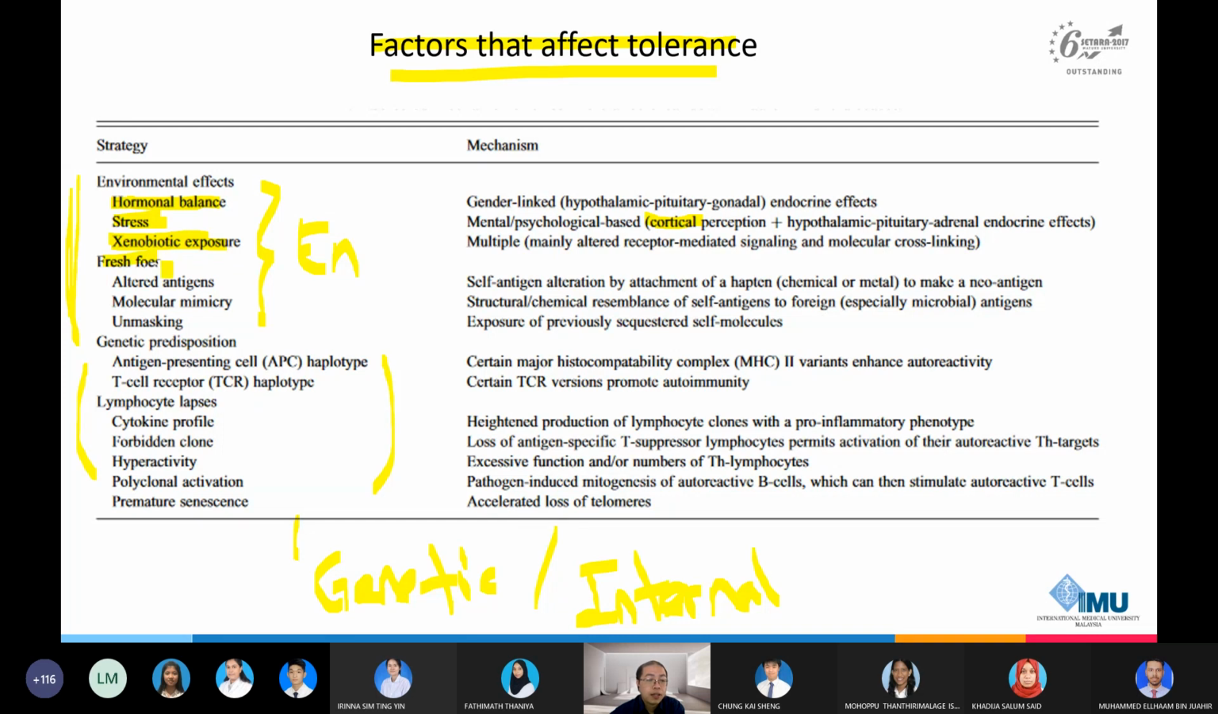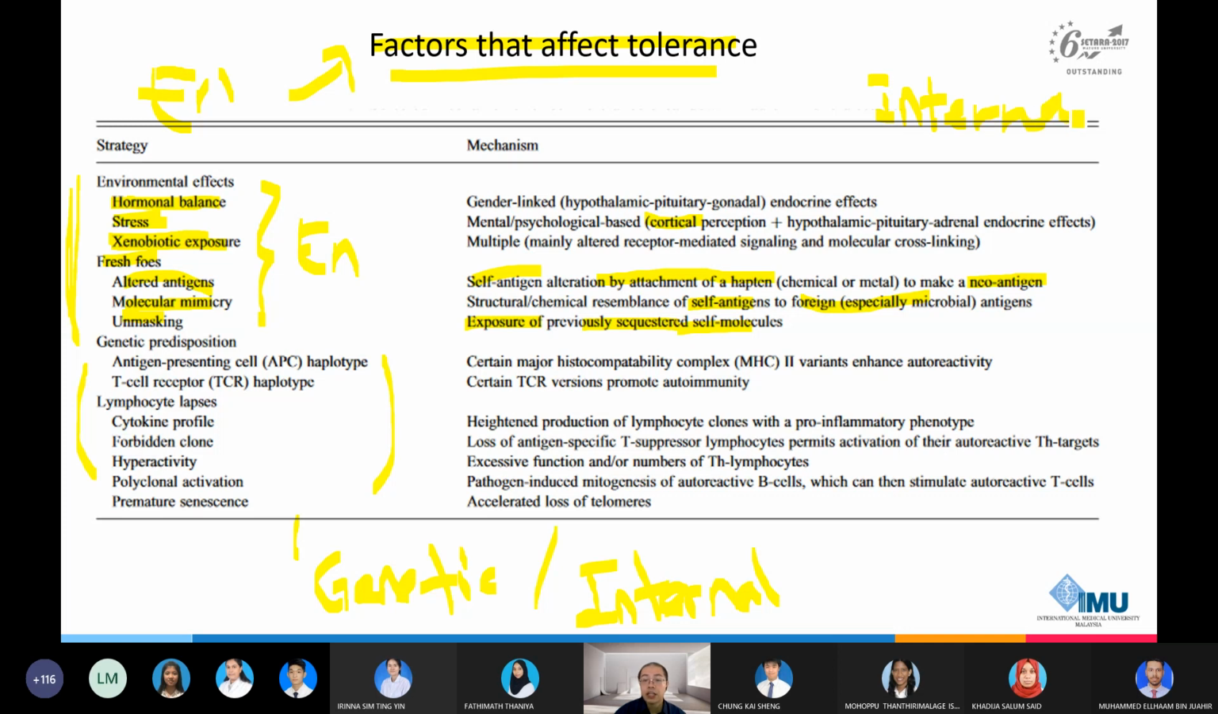Okay, so what about altered antigens? Some antigens are changed, as you can see, by attachment of a hapten to make a new antigen. Or they can mimic, so the foreign antigen mimics a self-antigen. Unmasking is the exposure of previously sequestered self-molecules. Anyhow, all in all, always just remember, environmental factors can affect tolerance, and so do internal factors.